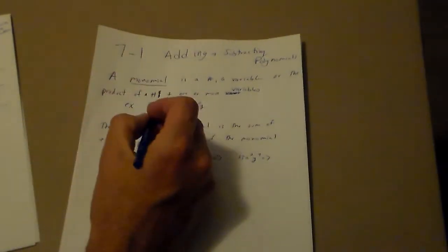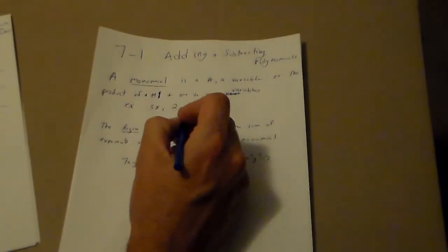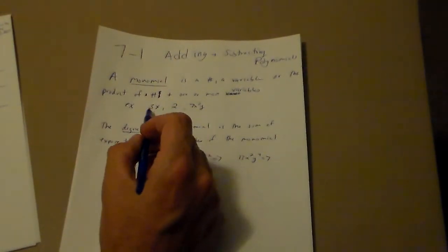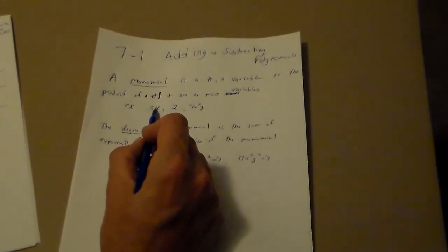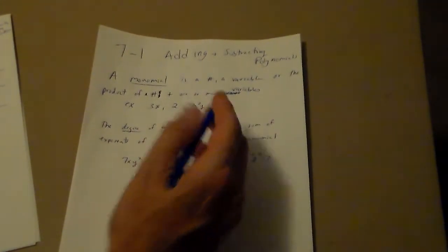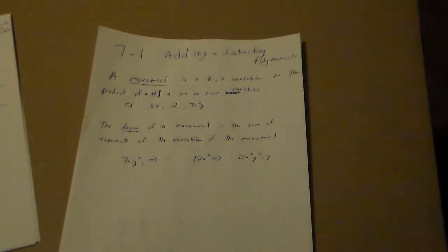Okay, and they talk about a monomial first, and a monomial is a number, a variable, or the product of a number and one or more variables. Okay? That's what a monomial is. It also means one term. So if you look, I put some examples here. This is an example of a monomial. This is an example of a monomial. This is an example of a monomial. Okay? A number, or the product of a number and a variable, or a number and multiple variables, but they're all connected by multiplication. Okay, monomial means one term.